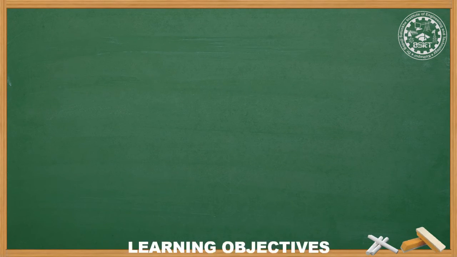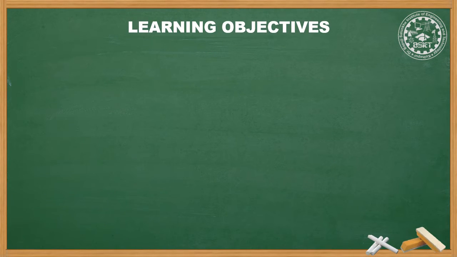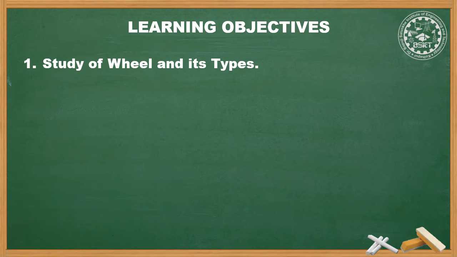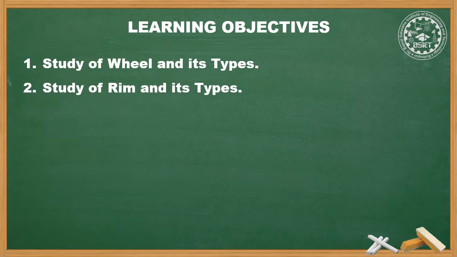The learning objectives for today's session are: number 1, study of wheel and its types. From this session we are going to move further with our part on wheels. The first objective of today's session will be study of wheel and its type. Second, study of rim and its type. So these are the learning objectives for today's session.